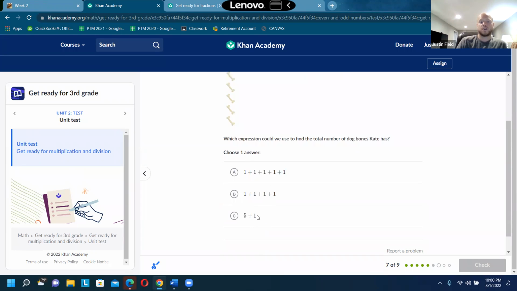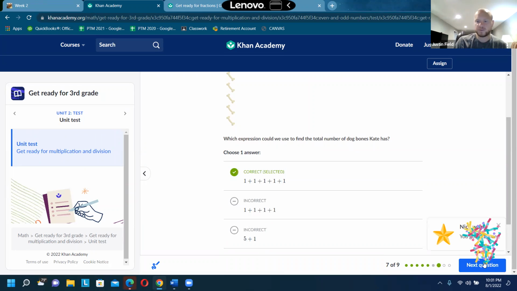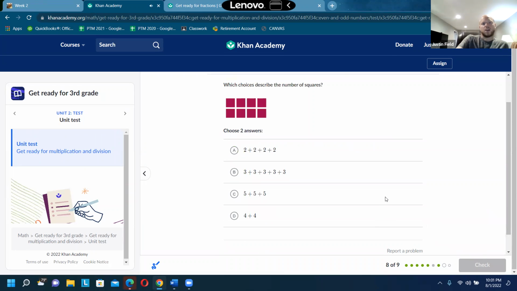So should we do 5 plus 1? No. Should we do this one? Why not? 1, 2, 3, 4. There's only 4 ones, so we want to choose that one. All right. Which choices describe the number of squares?